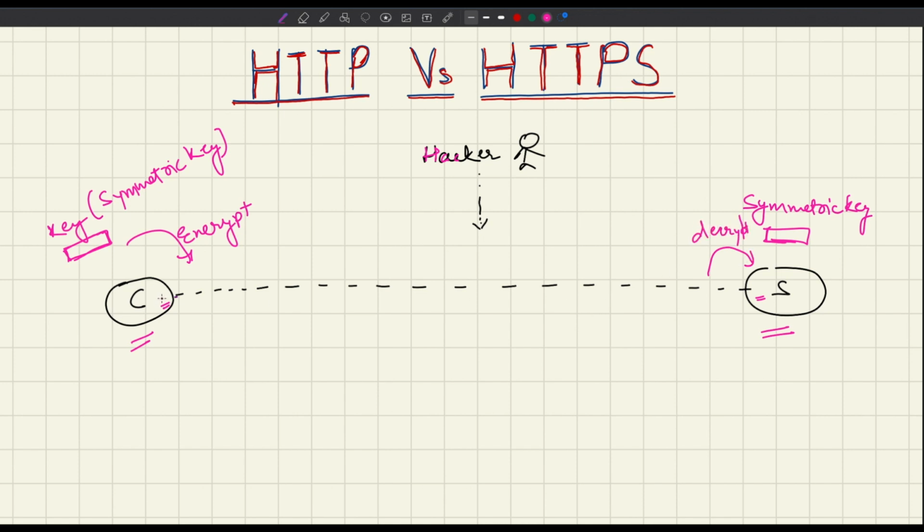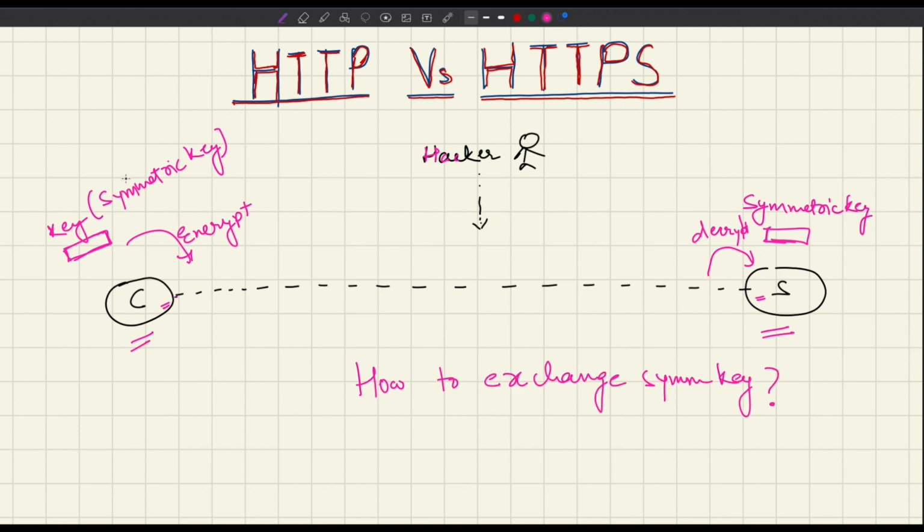Now what is the problem right now? How should this key be exchanged so that both client and server have it? If this key is compromised and the hacker is able to get hold of that symmetric key, then the hacker will also be able to decrypt our data. Which means the problem that we want to solve is how to exchange the symmetric key.